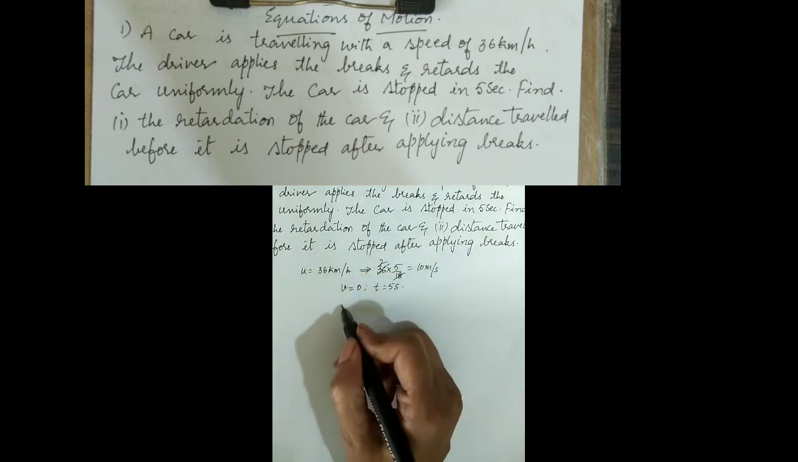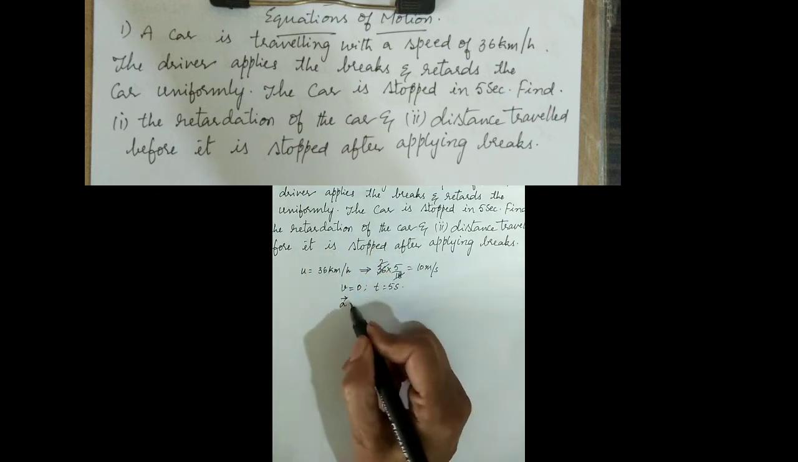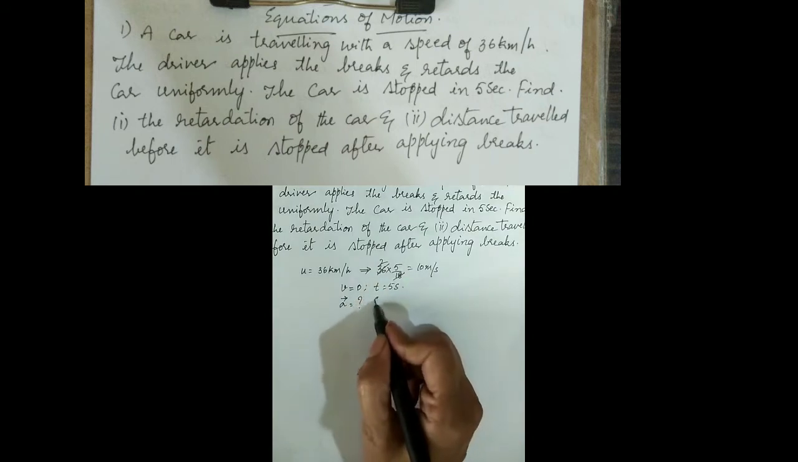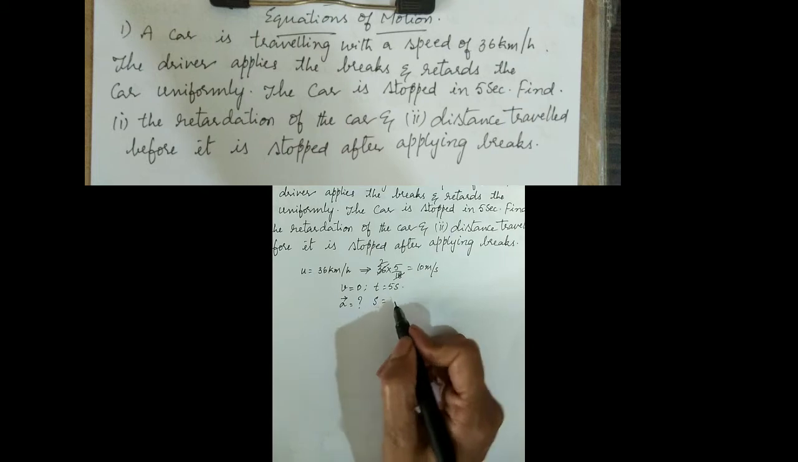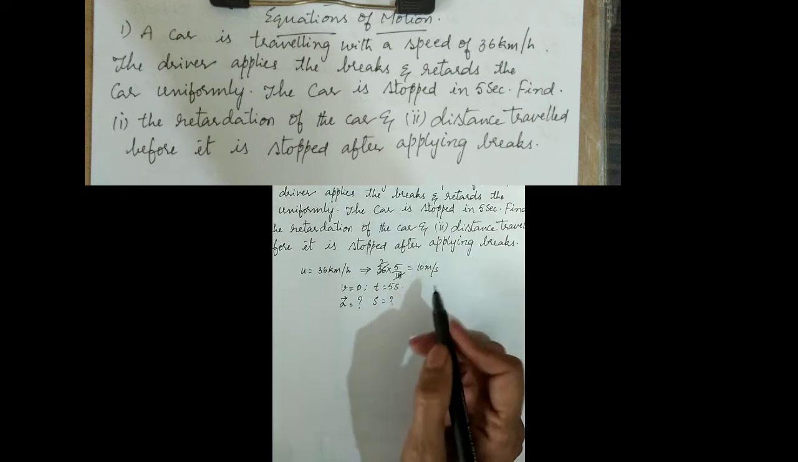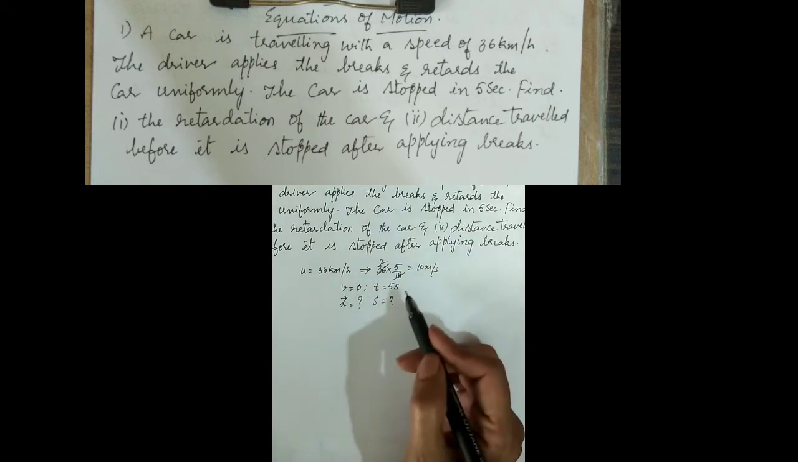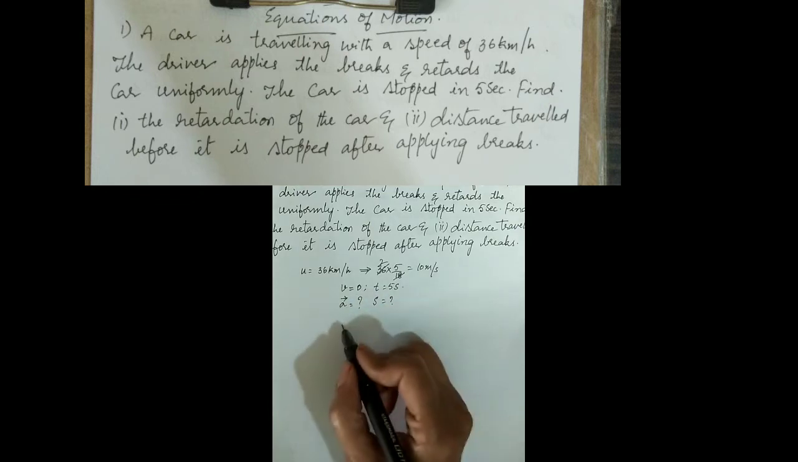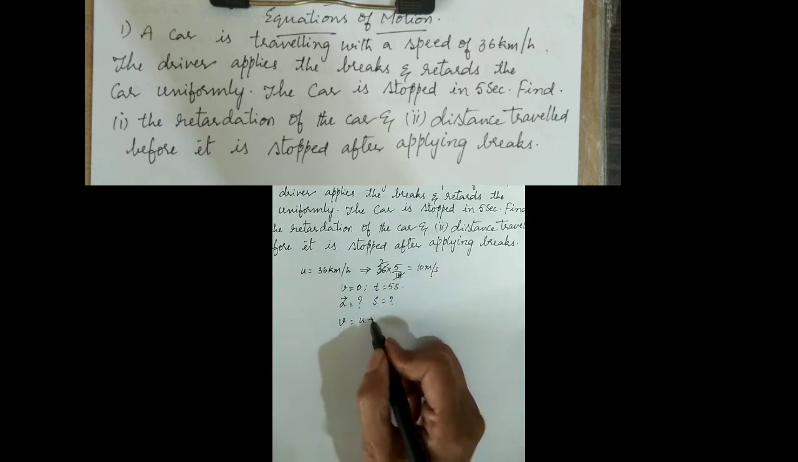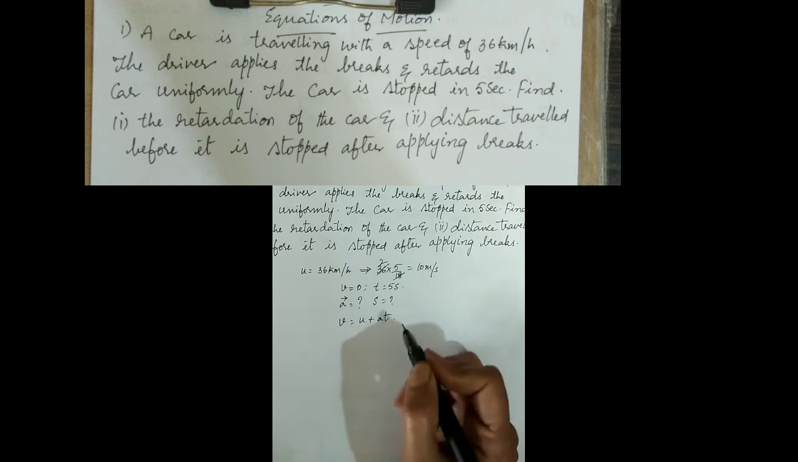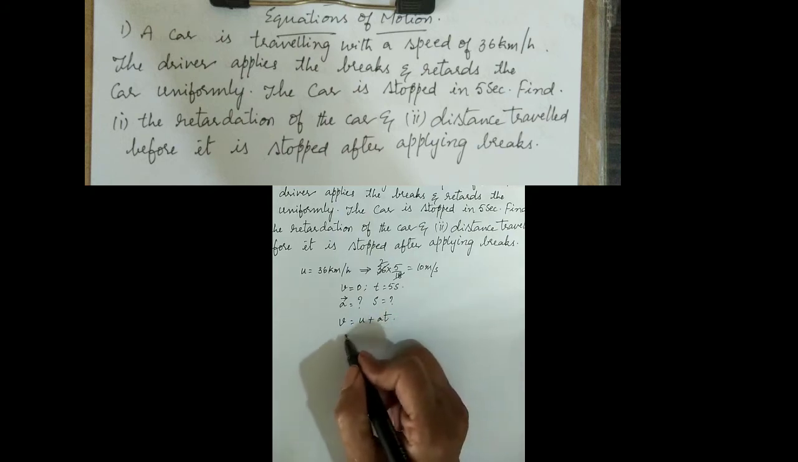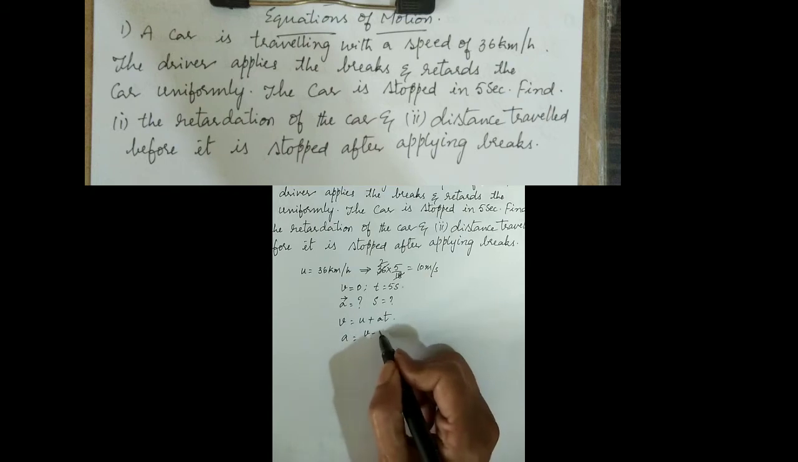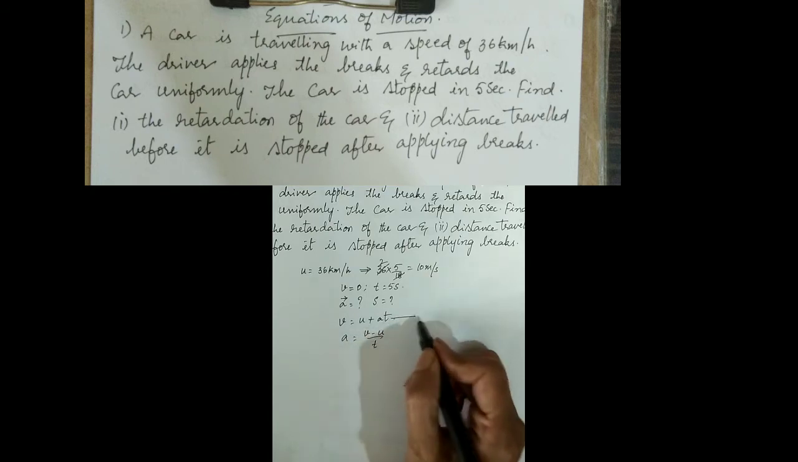Now what he asked: retardation. Retardation or deceleration is acceleration, a is equal to how much? And the distance travelled, s. Seeing this, u is there, v is there, t is there, so you have to find a using the first equation, v is equal to u plus at. Now a is equal to v minus u by t. This is the first equation.